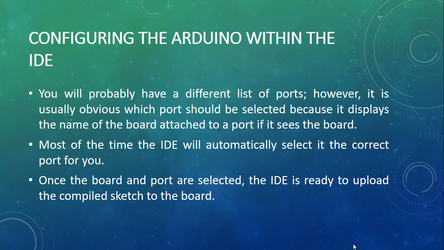And then you will probably have a different list of ports. However, it is usually obvious which port should be selected because it displays the name of the board attached to a port if it sees the board. So most of the time, the IDE will automatically select the correct port for you. So once the board and port are selected, the IDE is ready to upload the compiled sketch to the board.